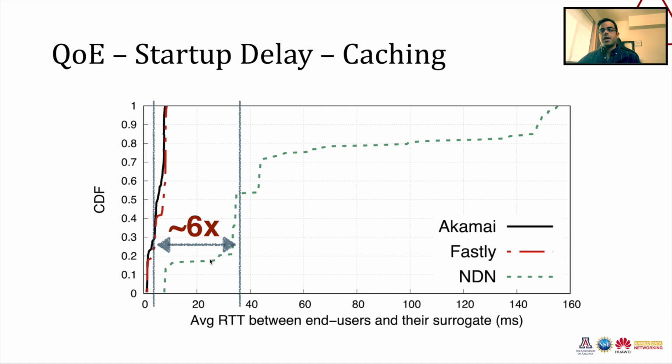And a clear example of this observation is a high startup delay in South America, because the closest NDN server in that area to end users was 148 milliseconds away.